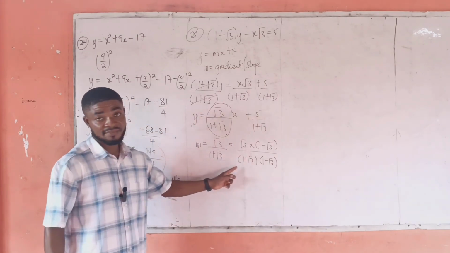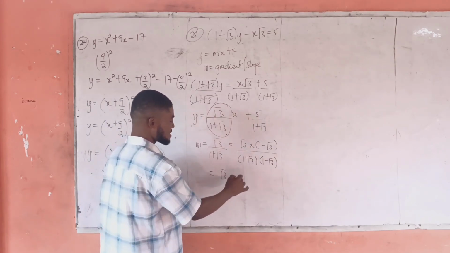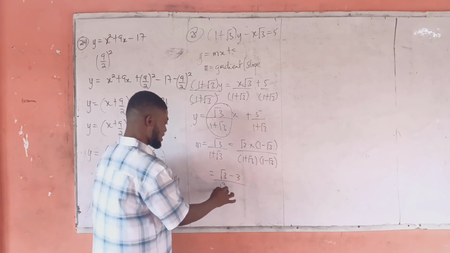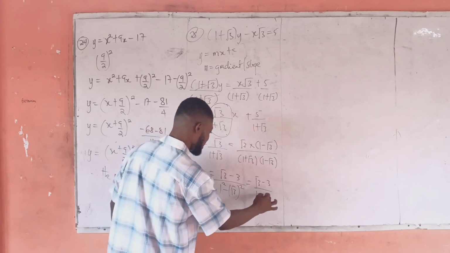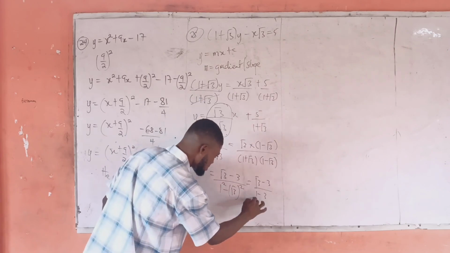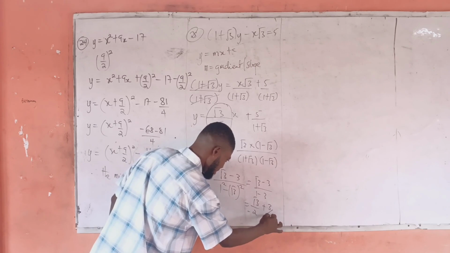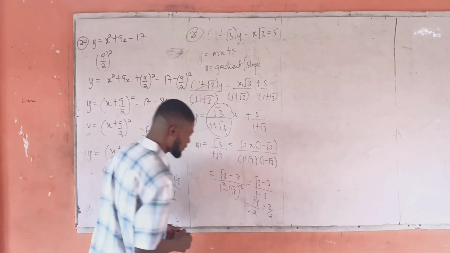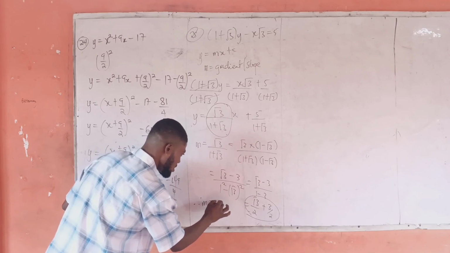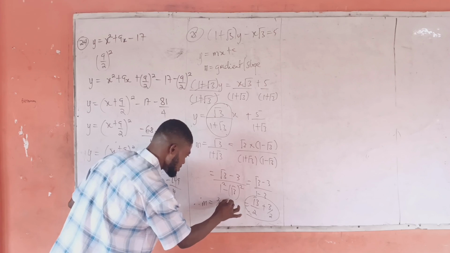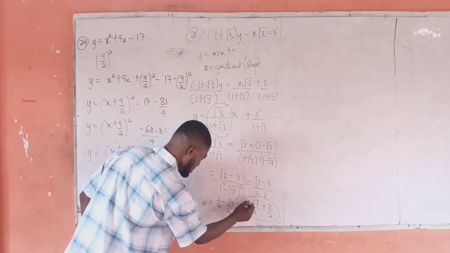Over here, I apply the concept of difference of two squares. 1 times root 3 is root 3, minus 3, all over 1 squared minus root 3 all squared. This gives me root 3 minus 3 on 1 minus 3, which is root 3 minus 3 on minus 2, so plus 3 on 2, sorry. And so therefore this is my slope. So m is equal to 3 on 2 minus root 3 on 2.